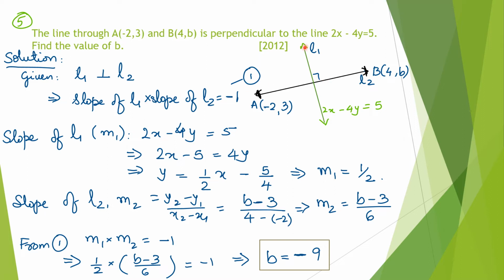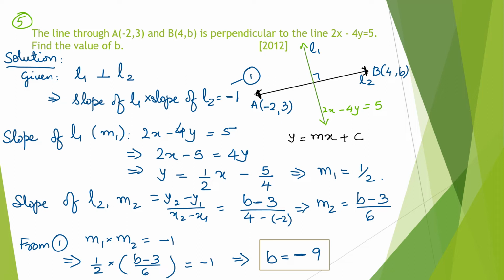So what are we saying? This is one line whose equation is 2x minus 4y is equal to 5, and this is A and B. And he's saying the lines are perpendicular to each other. So L1 is perpendicular to L2 implies the slope of L1 into slope of L2 will be equal to -1. So I'll find both the slopes. That is slope of L1, that means this one, 2x minus 4y is equal to 5. I'm writing it in the form of y is equal to mx plus c. That will give me the slope m. So I have taken 4y to the side.